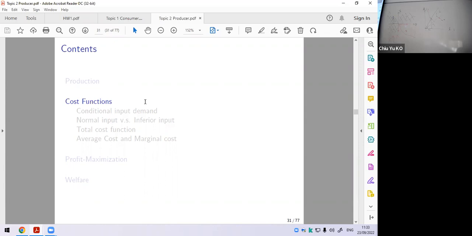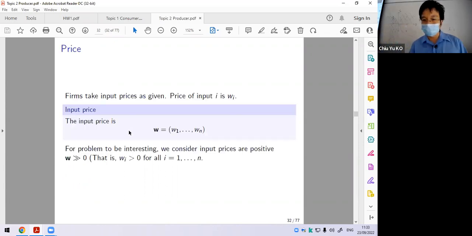Which is very similar, almost the same as the consumer, right? The consumer faces prices, needs to consume, and the consumption transforms into some utility. It's very similar. So that's why what we learned from the last class would make this easy.